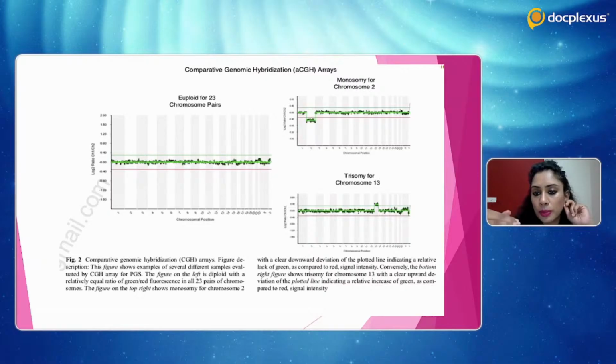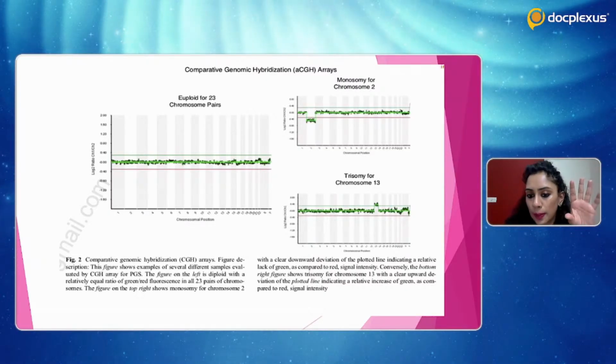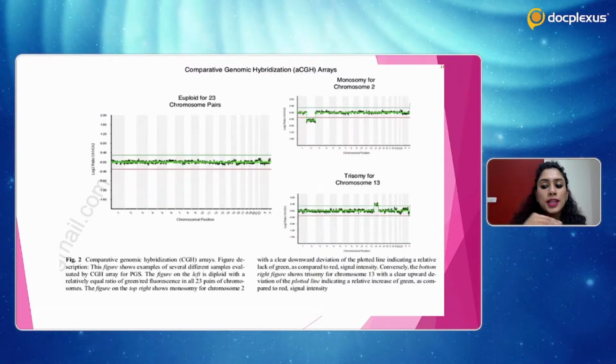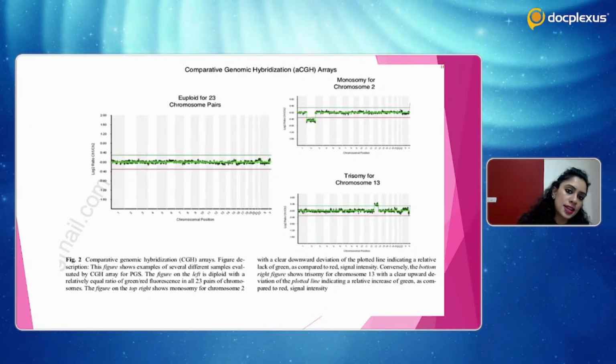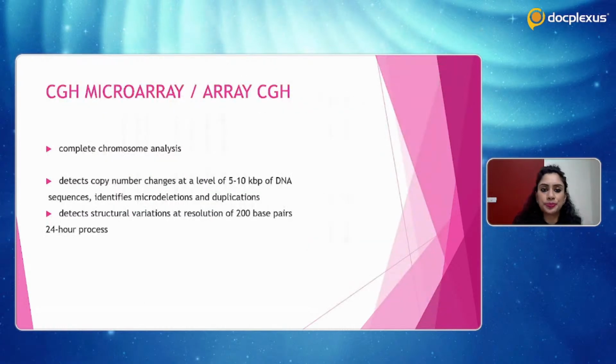And when you see the bottom right one, you see the trisomy, you can see the green going up, the trisomy on the chromosome 13 level. So the right bottom figure shows trisomy for chromosome 13, an extra chromosome, with a clear upward deviation of the plotted line, indicating a relative increase of green as compared to the red signal intensity. So that is how the CGH arrays are being read.